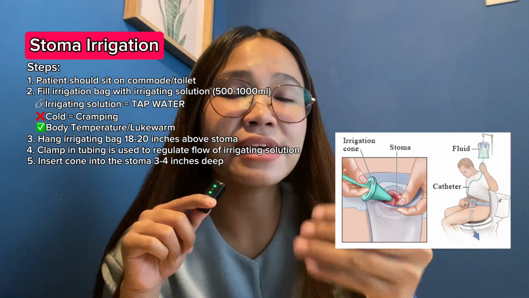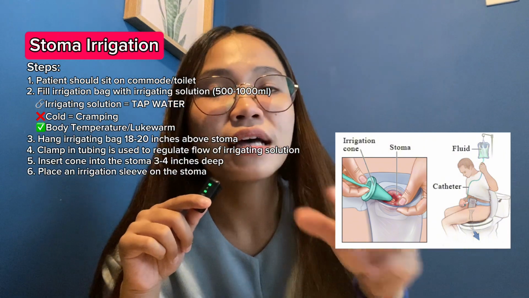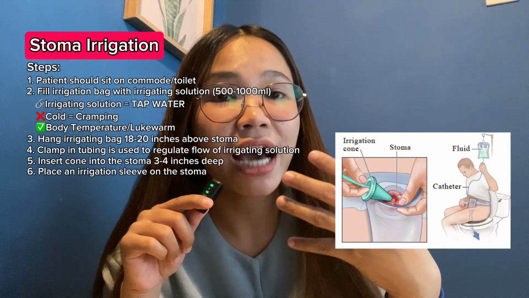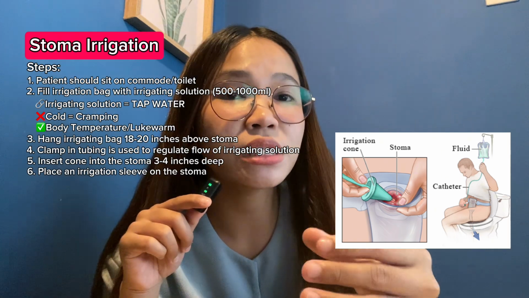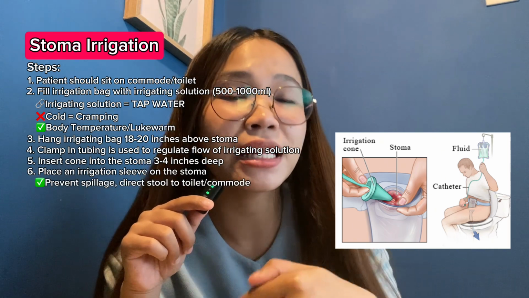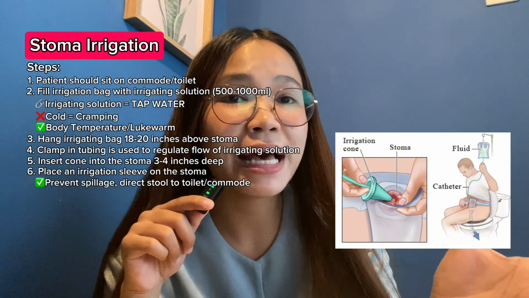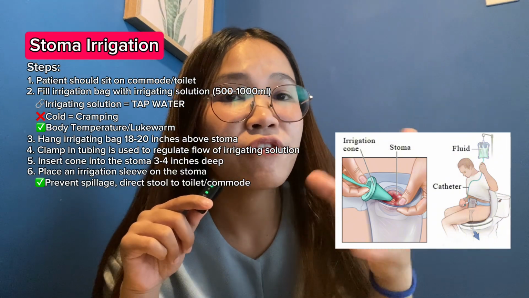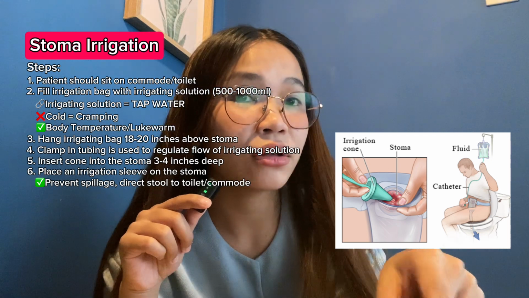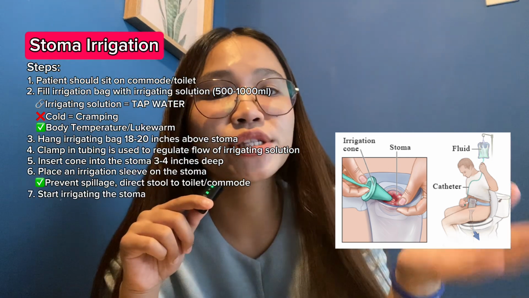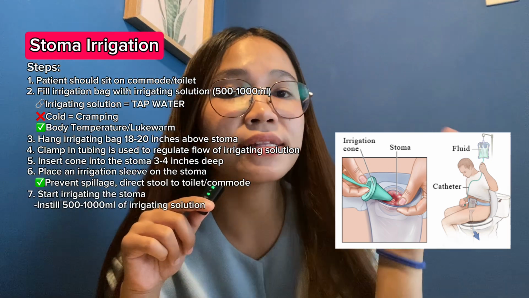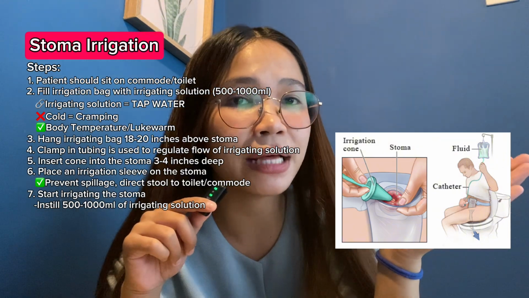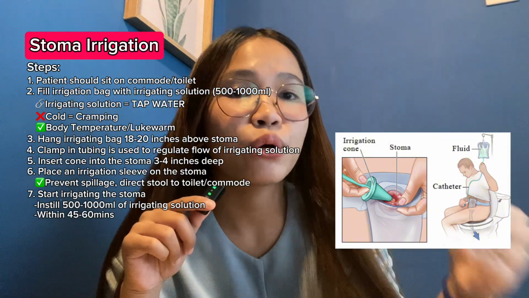And then we also place an irrigation sleeve. So, tatanggalin natin yung stoma bag or yung appliance from the stoma and then we attach an irrigation sleeve. Yung irrigation sleeve na yun, ang purpose niya is to prevent spillage of the fecal matter to the patient. Para i-direct mo yung mga outflow niya from the stoma to the toilet or to the bathroom commode. And then we start irrigating na. We will instill the prescribed fluid 500 to 1,000 ml within 45 minutes to 1 hour.